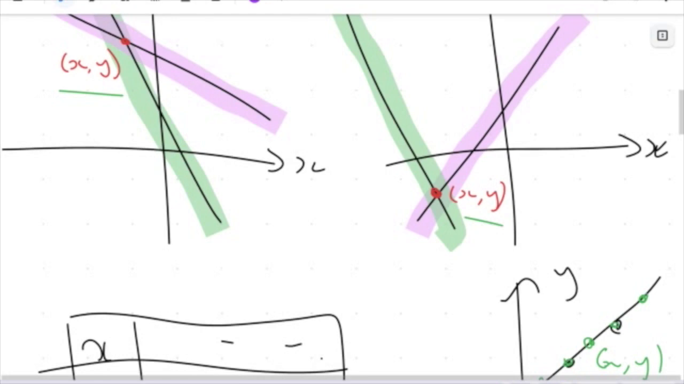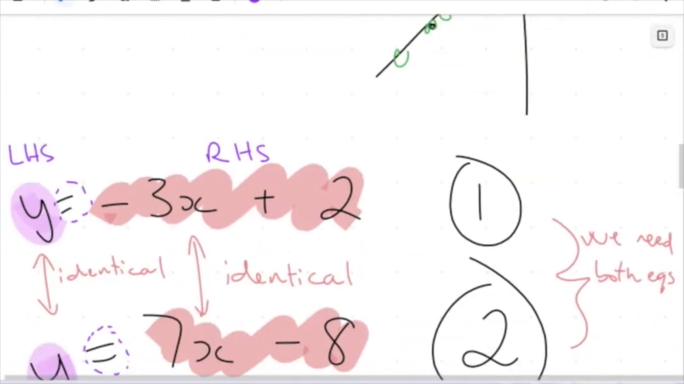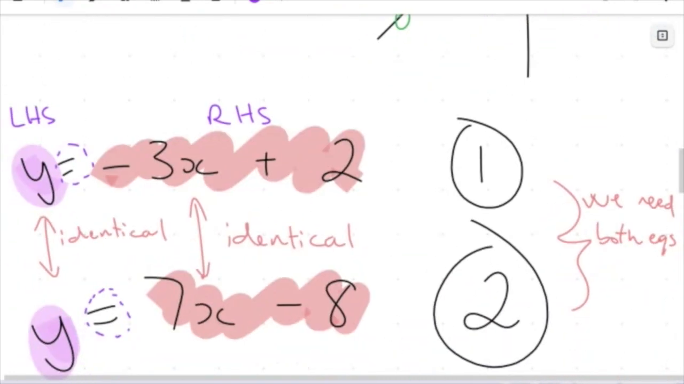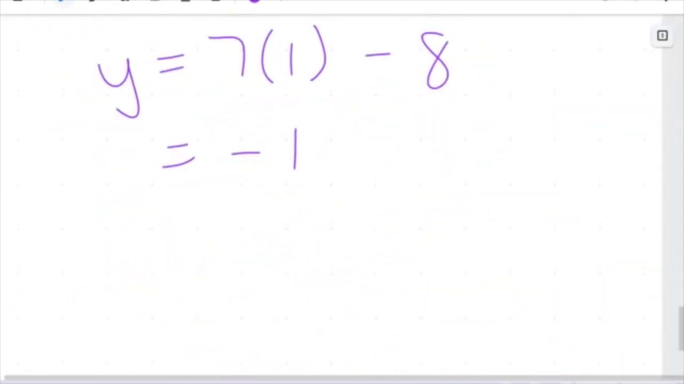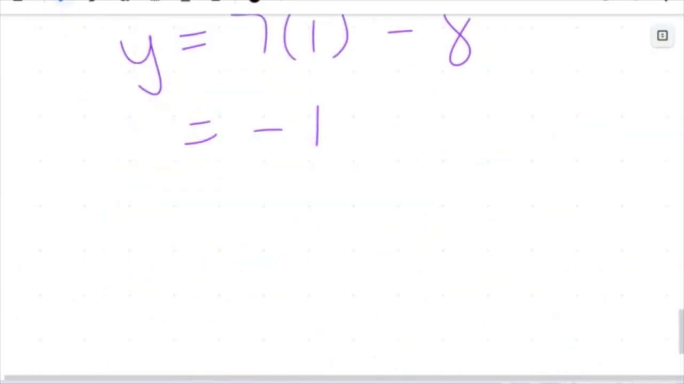Now let's try one more question, and I'm going to look at this a slightly different way, because with substitution we can either make both maybe x the subject or y the subject, then just set them equal to each other. But we can actually do this in a variety of different ways. And we're going to show this with our last question here.